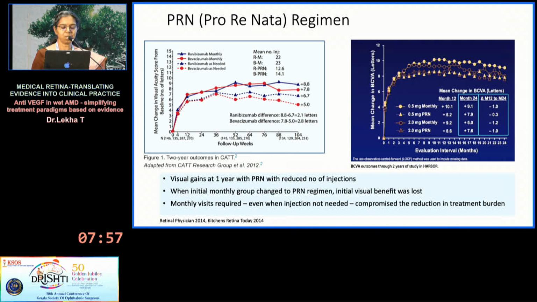So this changed the trend towards PRN or pro re nata, where the patient continued to visit every month, but the injection is decided only based on the activity of the lesion. But this unfortunately could not maintain the visual gains over the long term. And moreover, even though the injection was not given, the patient still required monthly visits.